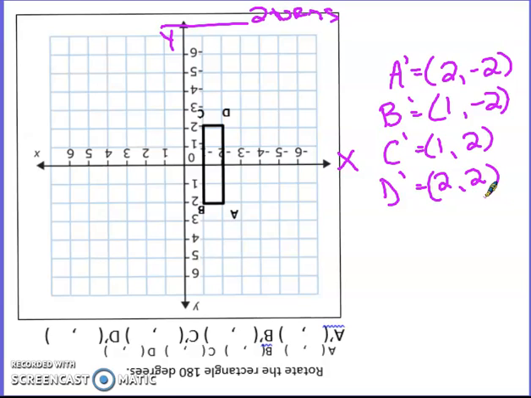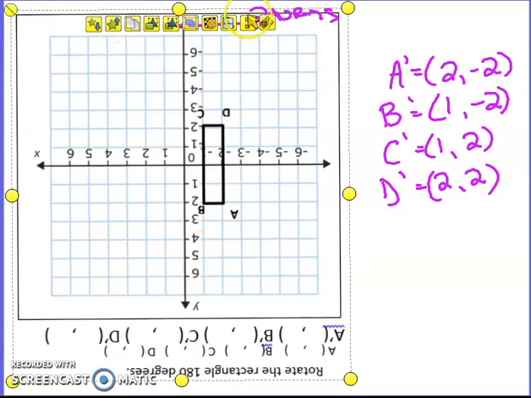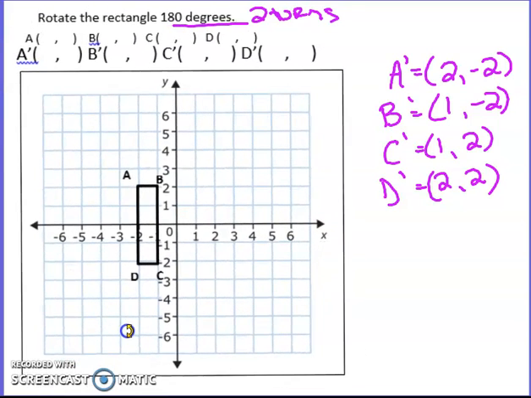And all I'm doing is now looking at where each of these points falls after I rotated it the 180 degrees. I'm going to erase some of my markings. And we're going to turn it back. So when you turn it back to your original shape, now we can plot our new coordinate points. So 2, negative 2 gives me A prime. 1, negative 2, B prime. C prime is 1, 2. And D prime is 2, 2.